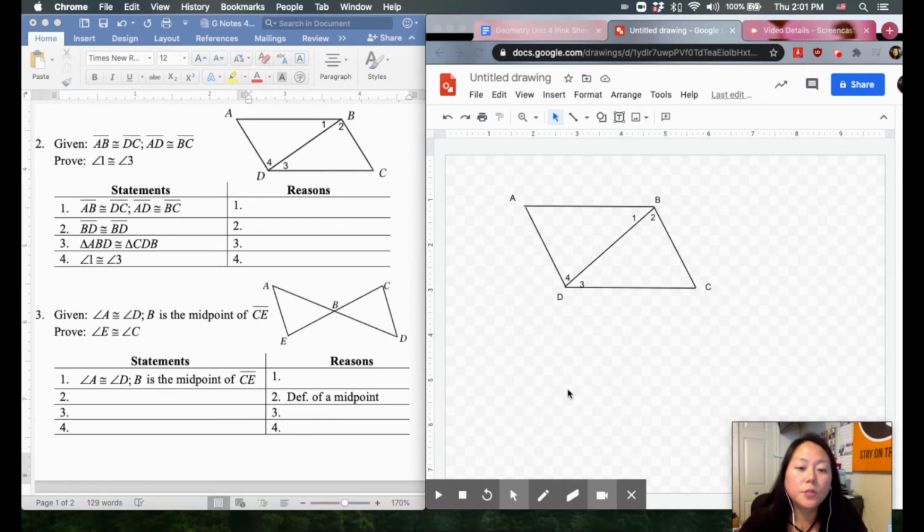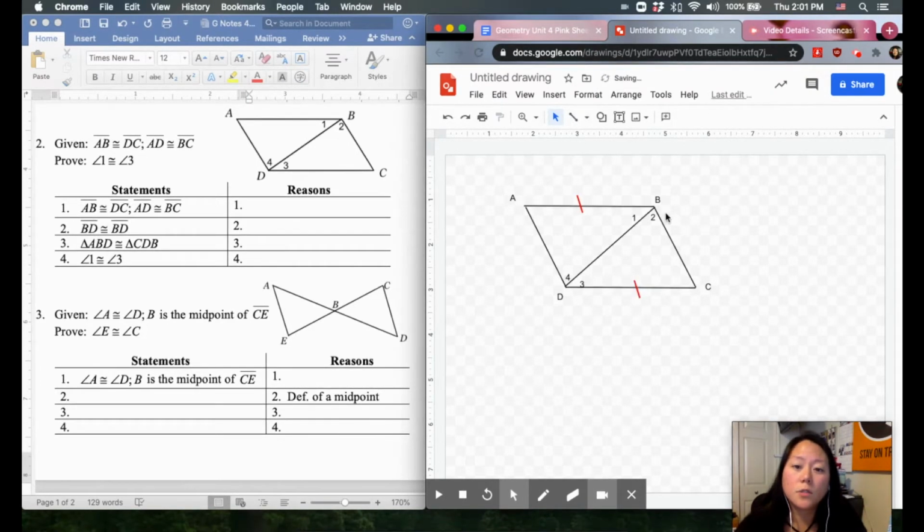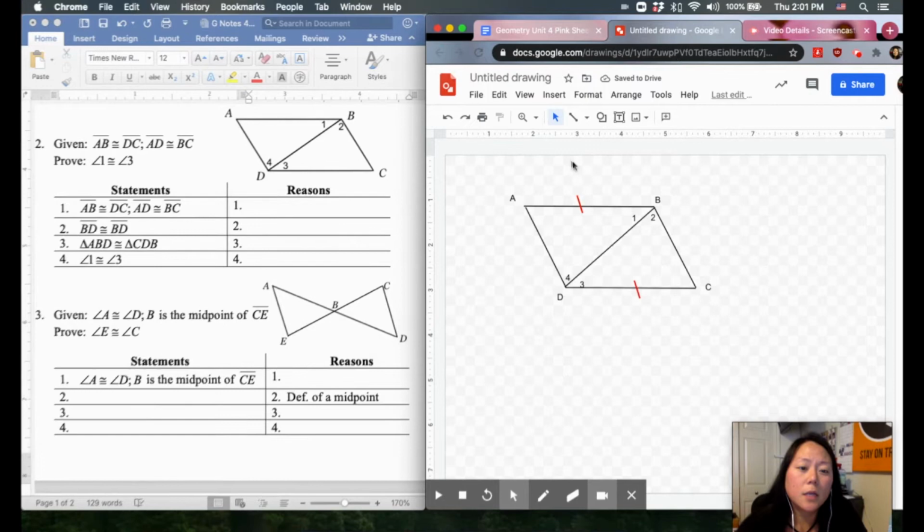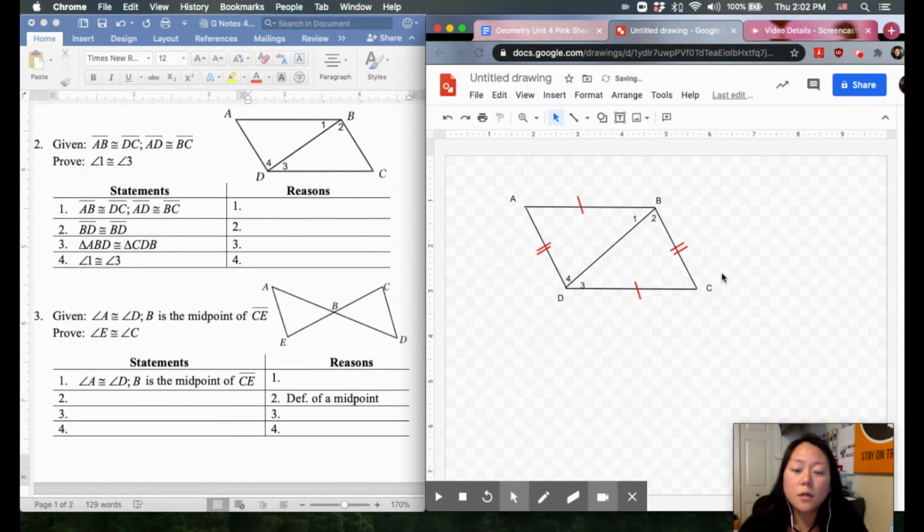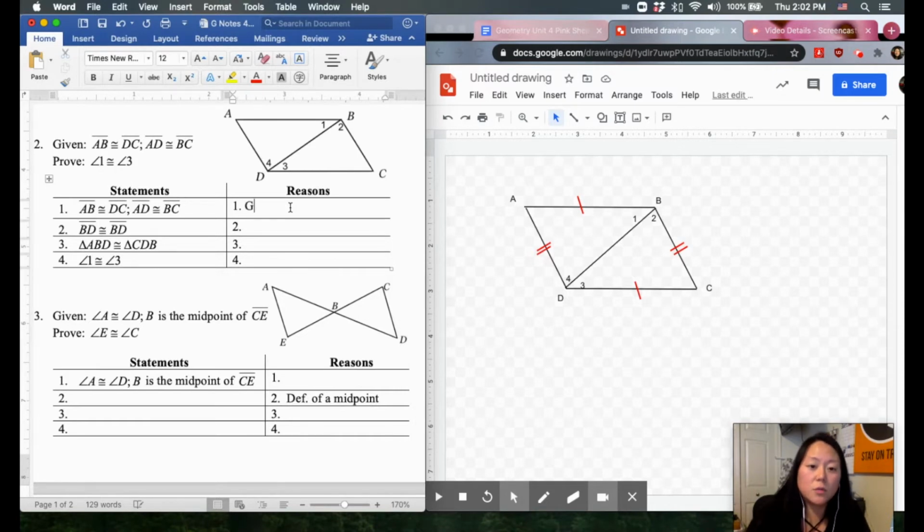Okay, so then for number 2, I've already started my drawing here. I'm given that AB is congruent to DC, so I want to mark that. We also have that AD is congruent to BC. So that is our given information. We already have 2 sides of one triangle with 2 sides of the other triangle. So as always, our first reason is given. And then we have that segment BD is congruent to itself.